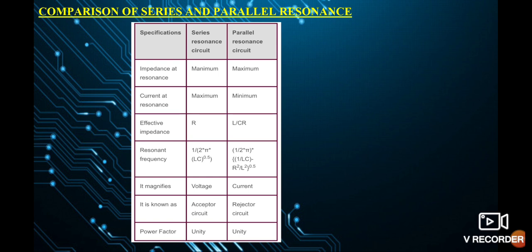Now for magnification, the series resonance circuit magnifies the voltage, and the parallel resonance circuit magnifies the current. The series resonance circuit is known as an acceptor circuit, and the parallel resonance circuit is defined as a rejector circuit. And the last factor, the power factor, for both series and parallel resonance circuits is unity. So it has some differences and some similarities. This chart gives us some similarities and some basic differences between a parallel and series resonance circuit. Thank you.